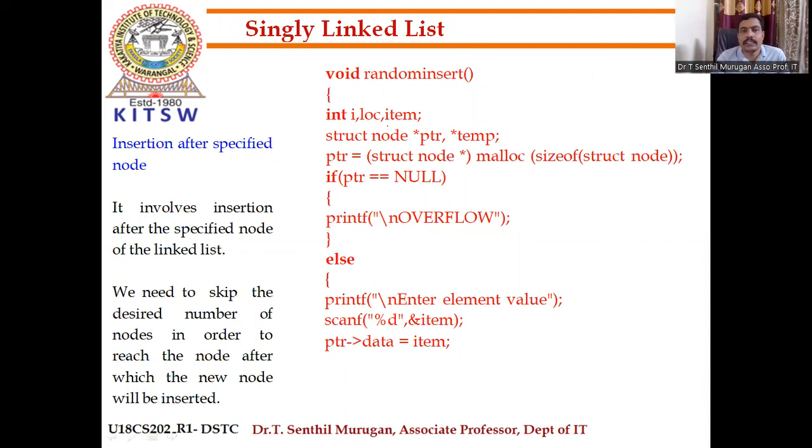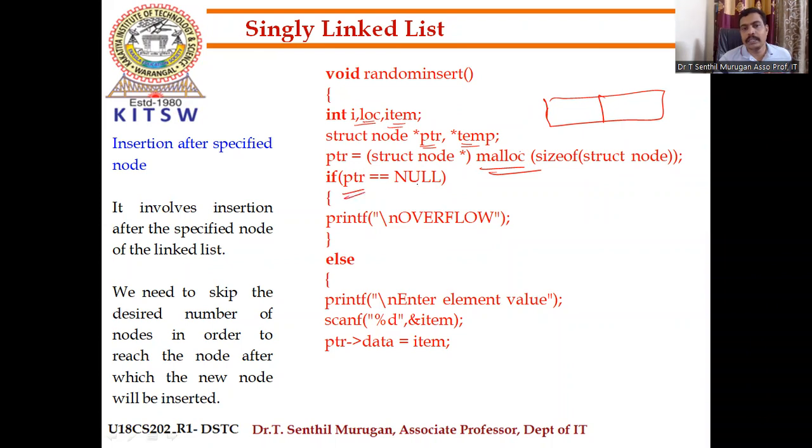So first, we get the location and item values. We create two pointers. One pointer is for allocating the new node, and the other is a temporary pointer. The new pointer is used to allocate the memory. This line will create the memory location with two portions: this is the data portion, and this is the next portion.